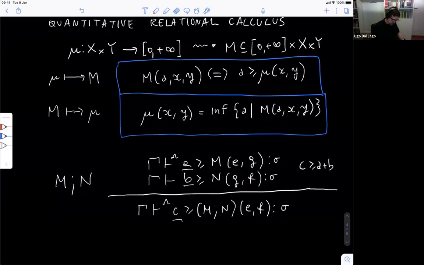If you do so, you can spell the so-called triangular inequality axiom by way of relational composition, mimicking exactly what we did when talking about transitivity in the relational case. And you can go on and define the notion of open extension, of closed extension. Again, this is all pretty natural.